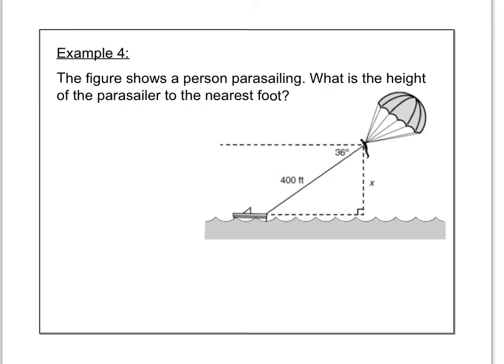Example 4. The figure shows a person parasailing. What is the height of the parasailer to the nearest foot? Okay, so we want to solve for x. We do have a right triangle down there.